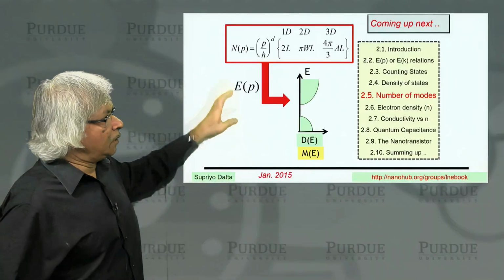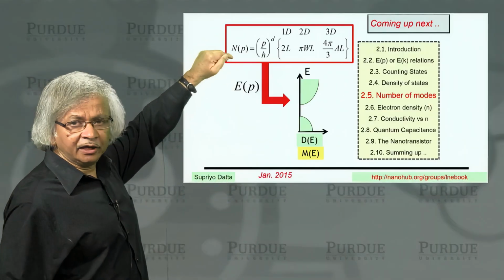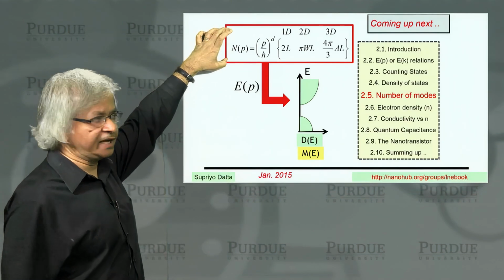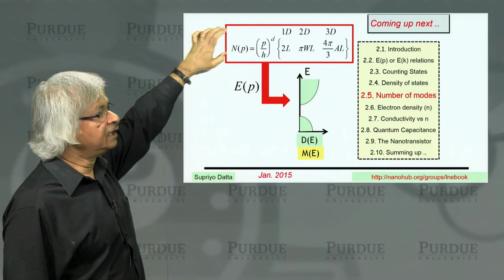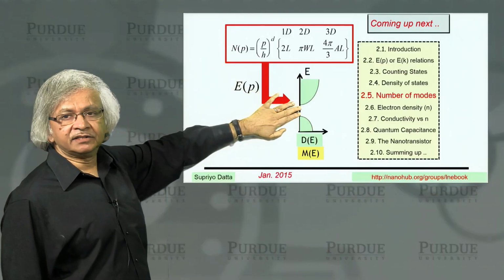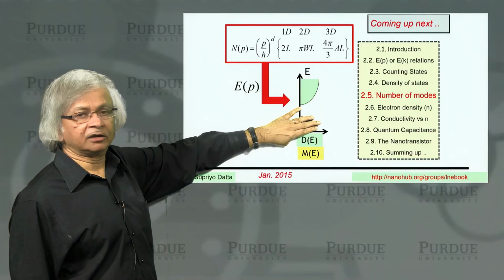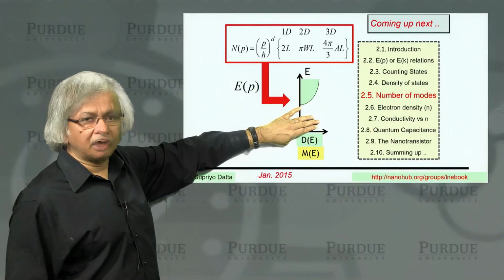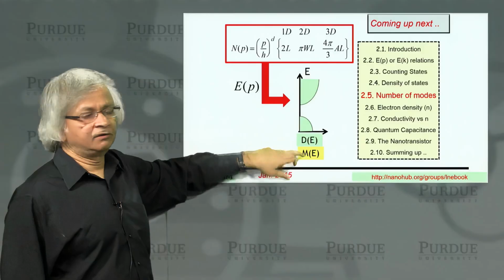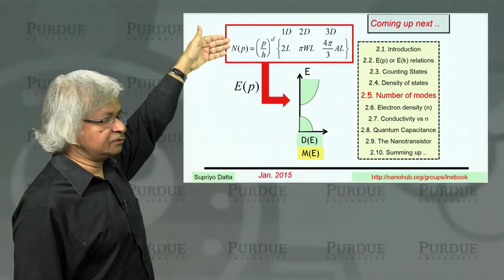Okay? So I think we're done with what we're trying to do, namely start from this rule for counting states that we got from the third lecture, and combine it with the energy momentum relation to get a density of states. That's what we talked about. And what we'll talk about next is how you get the number of modes from this root N of P.